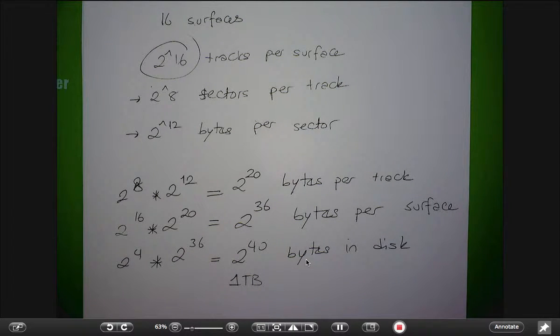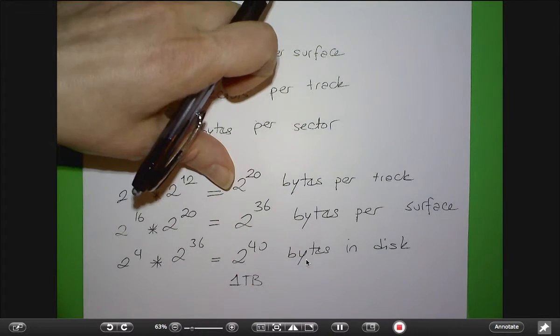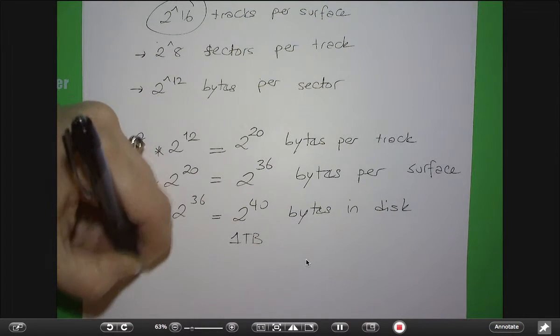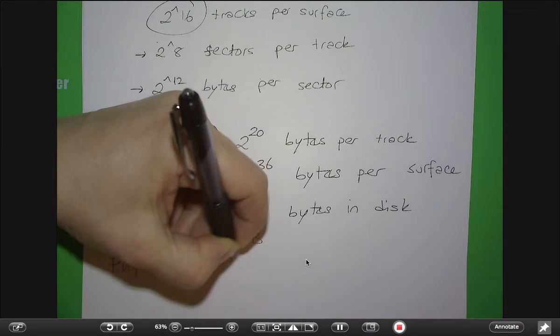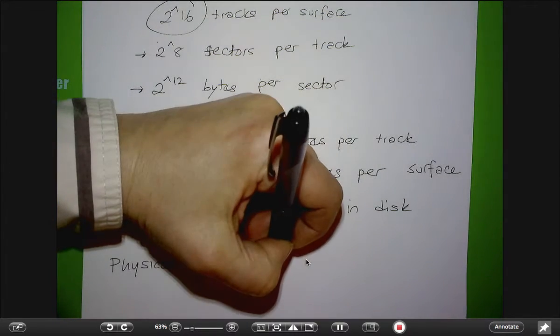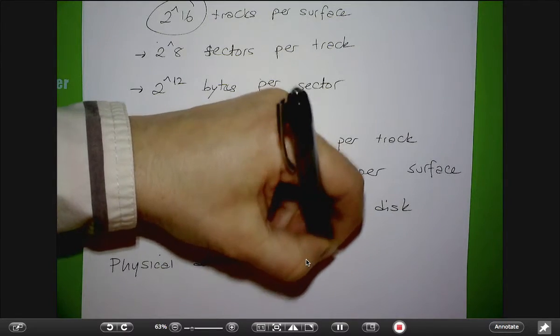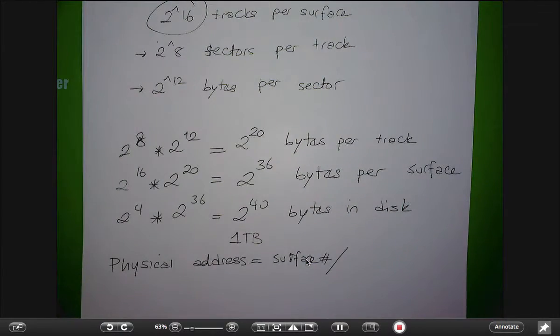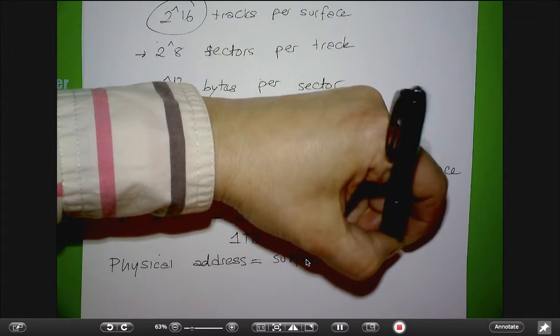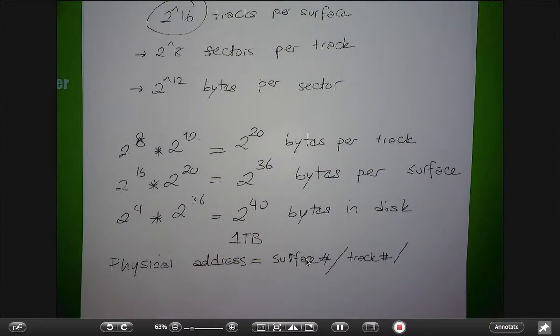I understand we are getting 1 terabyte, 4 terabyte, 8 terabyte disks, but it's roughly the order of stuff we deal with. This is a reasonable way of thinking about it. If you want to find a certain sector, you have to tell me the address of that sector. We will call this the physical address. You will have to tell me the surface number, then the track number, and then the sector number.